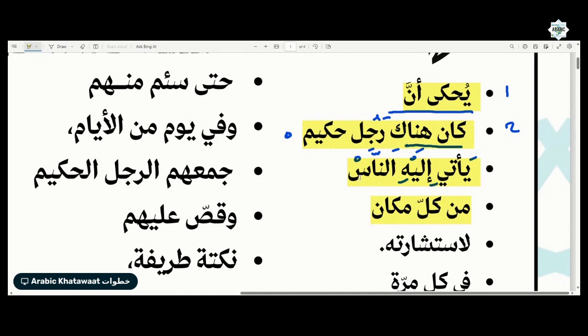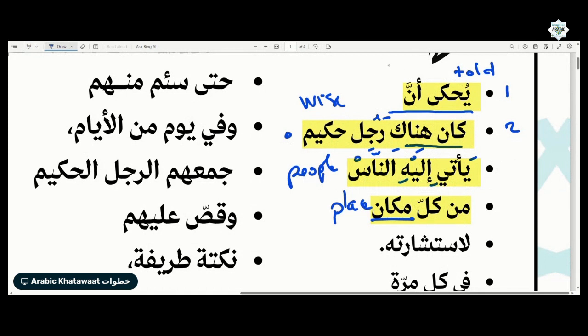So this is my first strategy. Read the words as they appear to you in the sentence. Meaning you break down your reading. Then you translate those broken down phrases or chunks. And then you reread. So you break down the sentences. You read those chunks as they appear to you in this practice, and then you translate. So, يحكى أن كان هناك رجل حكيم يأتي إليه الناس من كل مكان, from every corner. And مكان is place, and as we learned people in previous stories, and then wise. And told, it is told.